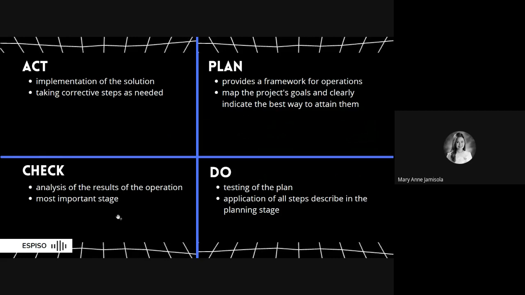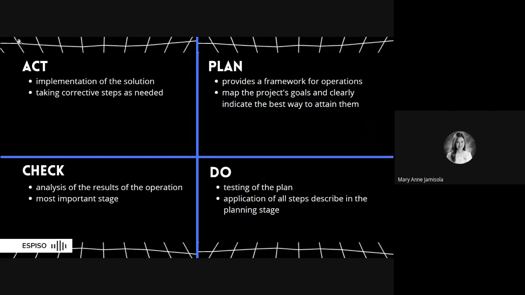Now, after analyzing the results of the operation, we have to act on the results. So, for example, if we find out that the steps that we have done under the do stage are not that effective, we can act on it by taking corrective steps. So, what should we change? Okay, but if we find out that the steps are actually effective, then we can now implement the solution to our problems. And then after which you go back to the plan stage and then do stage, check, and act.